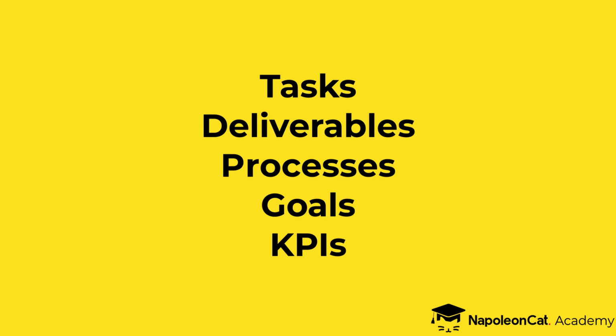Now, there are a couple of things that you want to add into this role clarity to make it better for your team. Let's look at those. If you want to make it easier for your team to have role clarity, think of including some of these responsibilities. Have the tasks, deliverables, processes, goals, and KPIs.